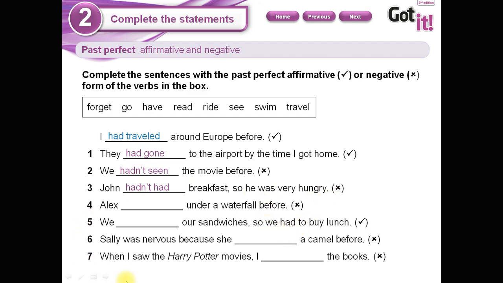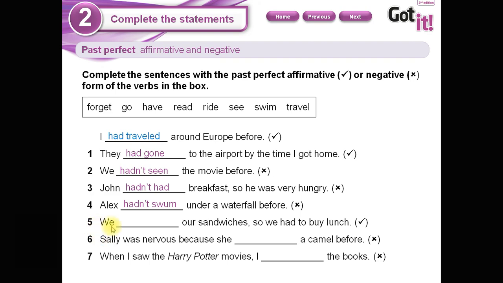Okay, now let's go to number 4. It's negative again, and it says Alex blank under a waterfall before. Waterfall means cascada, so it's negative. Alex hadn't swum under a waterfall before. Swum with a U is the participle of swim. Okay, let's go to the next.